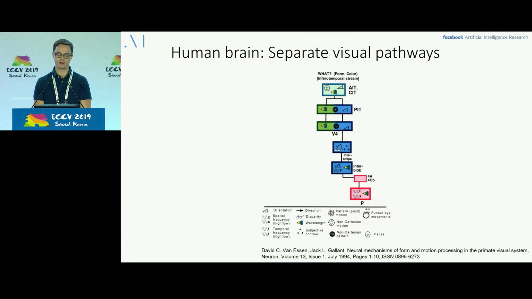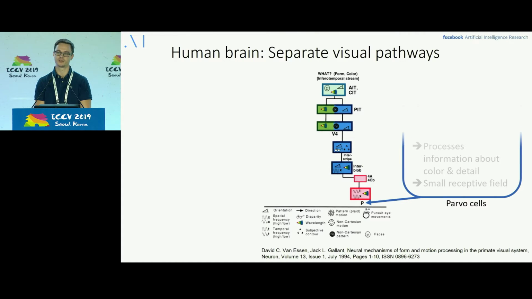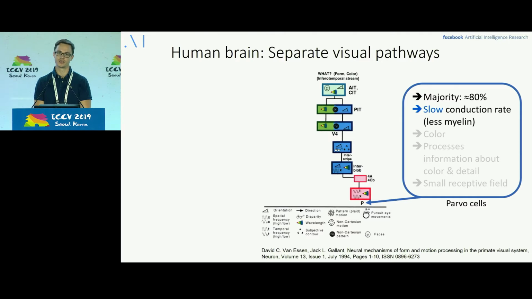The brain has two pathways. One is the ventral stream, which is responsible for object recognition, face recognition, and it originates with parvo cells. Parvo cells are the majority of cells in the retina, and they have a slow conduction rate, which means they can only slowly propagate information of color or semantics.